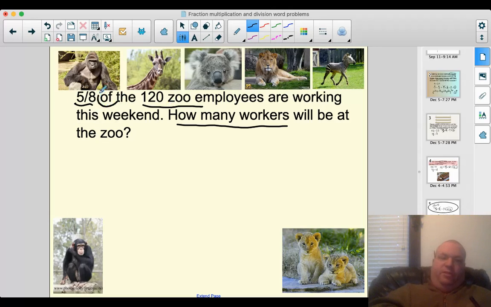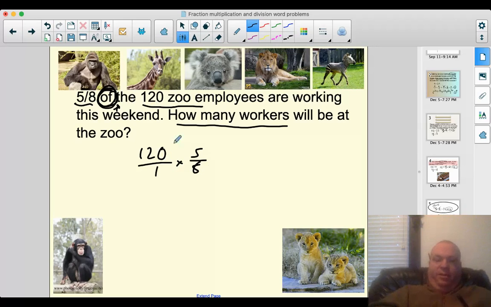Now, I told you before, this word of, when we're dealing with fractions, is a keyword that means multiplication. So anytime you want to find a fraction of a number, you just multiply the number by that fraction. Here's an example. I want to find what 5/8 of these 120 zoo employees are. So I can take 120, I'll make it a fraction, multiply it by 5/8. If I wanted to know 4/5 of this number, I'd multiply it by 4/5. But it has to be 5/8 of the number. That's what I'm multiplying by.